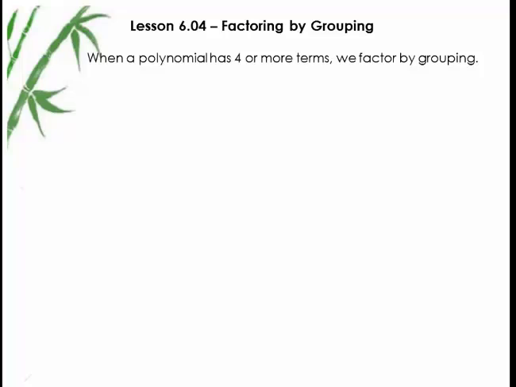Lesson 6.4, Factoring by Grouping. When a polynomial has 4 or more terms, we need to factor it by grouping. This may not be the only way to factor it, but this is one of the simpler ways to factor it.